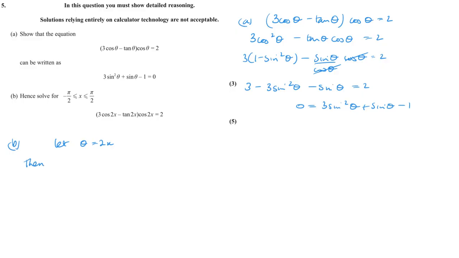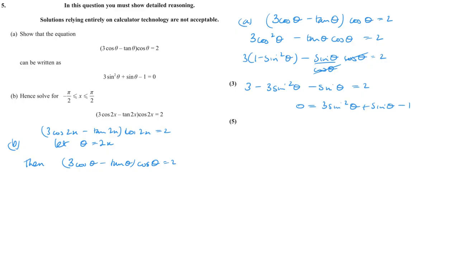Okay, by doing that, this is exactly the same as this, isn't it? 3 cos theta minus tan theta cos theta equals 2. So letting theta equal 2x, we've got 3 cos 2x minus tan 2x cos 2x equals 2. That'll be just a better way of writing it in terms of theta. The question, then: let theta equal 2x.